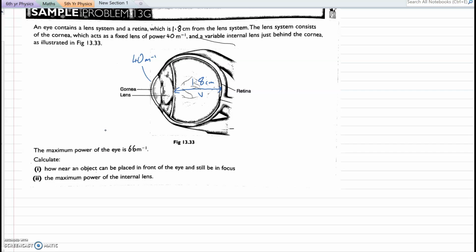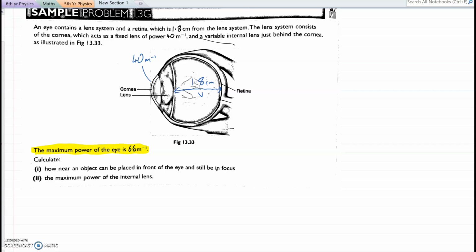And they give you this other piece of information here, that the maximum power of the eye is 66 diopters, okay? And that's just left there. So we're kind of wondering, okay, what am I doing with that? So the two things they ask: how near an object can be placed in front of the eye and still be in focus, and the maximum power of the internal lens.